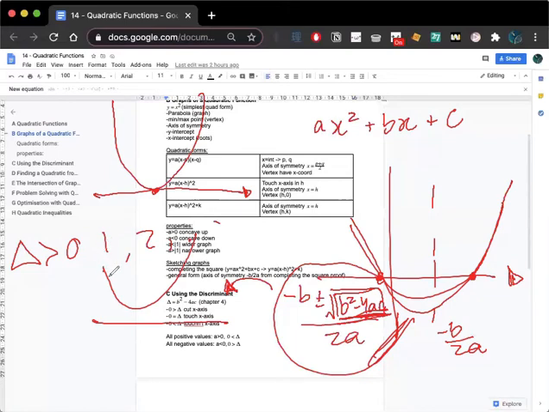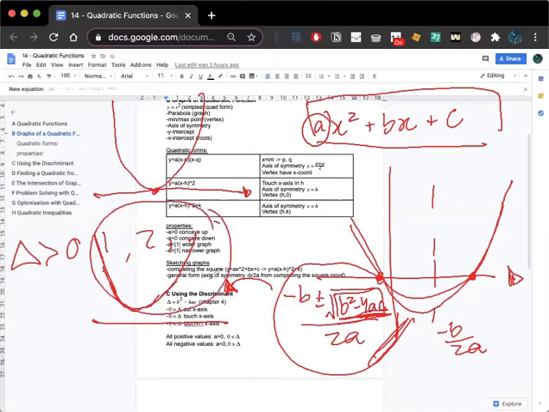Okay, so from these properties, there's also some things you can know. For example, if you have ax squared plus bx plus c with a as positive and the discriminant as not a real discriminant, then you can pretty much conclude that all the values are positive.